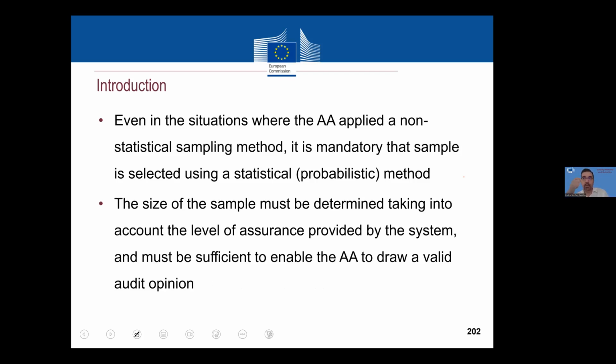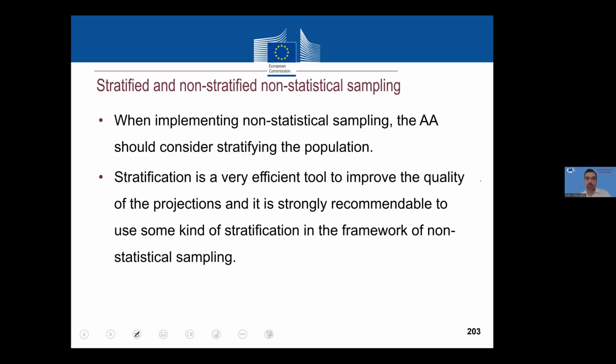I already said, but I would like to underline that even under non-statistical sampling, the sample itself has to be selected with a probabilistic method. So either with equal probabilities, as in simple random sampling, or with probability proportional to expenditure, like in MUS. So the selection of the sample completely mimics what we do under statistical sampling. The only difference is that the sample size does not use a formula. So the sample size is determined empirically based on the professional judgment of the auditor, taking into consideration also, of course, the reliability of the control system, and also the precision, as I said, is not calculated.